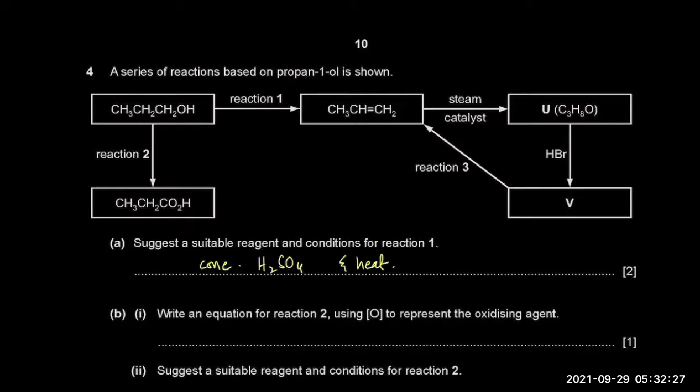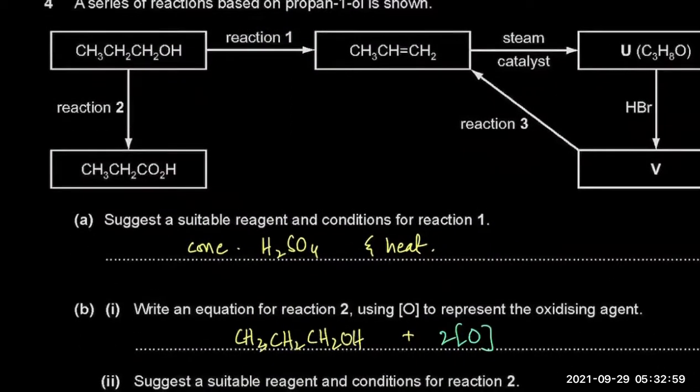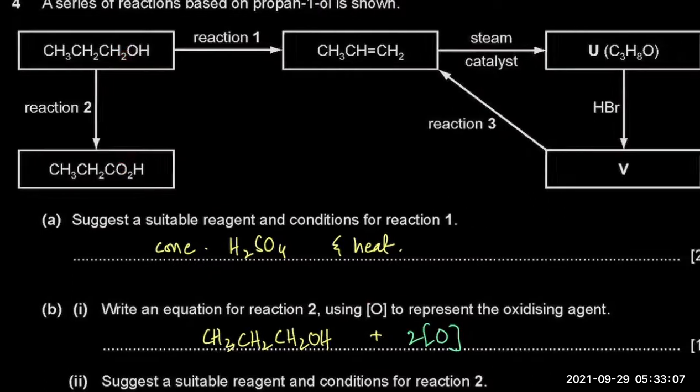Write an equation for the reaction 2 using O to represent the oxidizing agent. In the second reaction, the alcohol is converted into a carboxylic acid. What happened in this? You guys remember? It's CH3CH2CH2OH reacting with oxygen. To make a carboxylic acid you're going to need 2 oxygens. One oxygen makes the aldehyde, the second oxygen makes the carboxylic acid. Why? Here one oxygen is added and 2 hydrogens are lost, meaning the second oxygen takes the 2 hydrogens along with it.